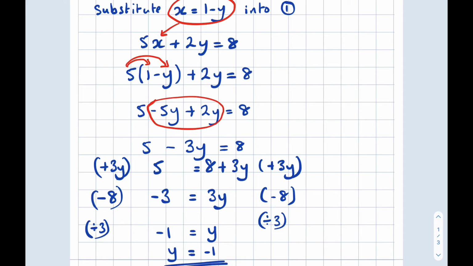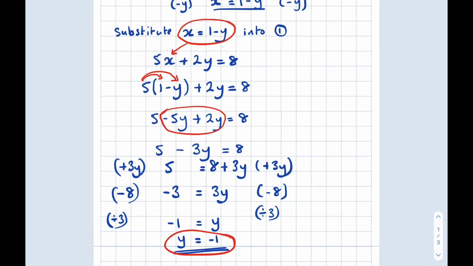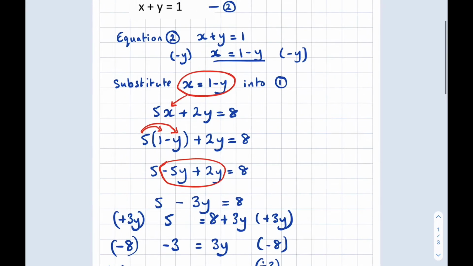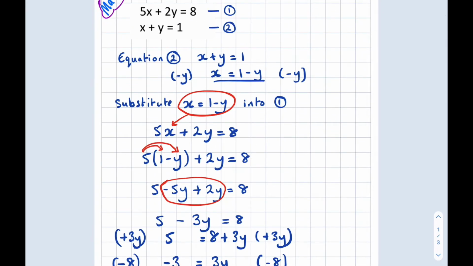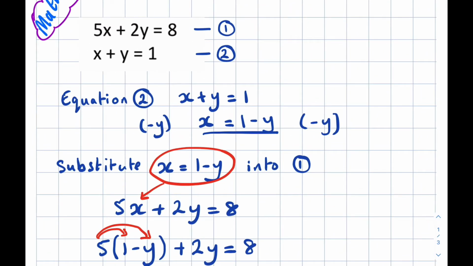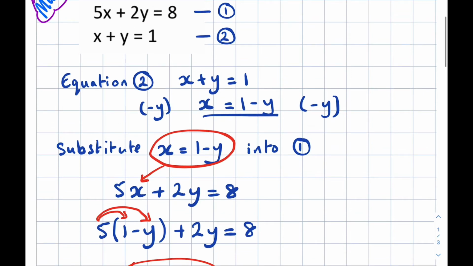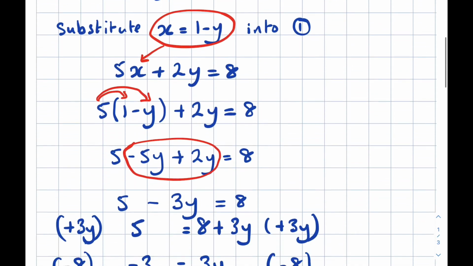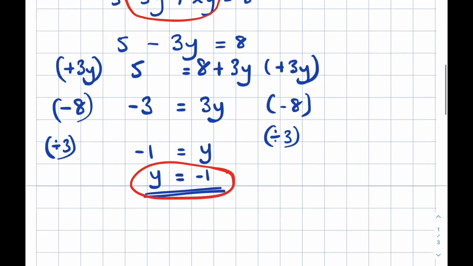Now that we know y is worth minus 1, we can substitute y equals minus 1 into one of the first two equations. I know we rearranged equation number 2, so it's probably a good idea to substitute back into equation number 1. Equation number 1 was 5x plus 2y equals 8. So let's have a look.